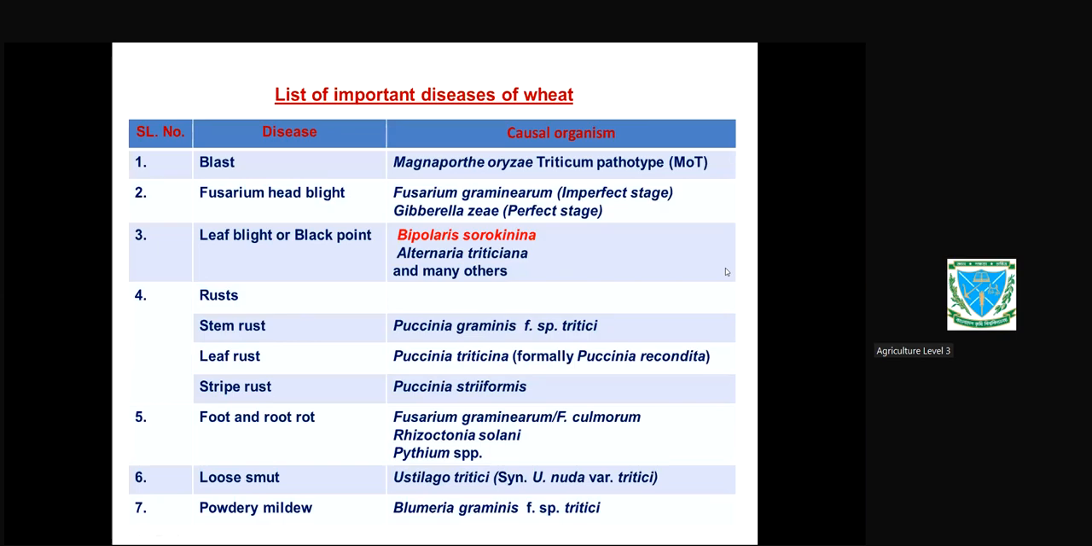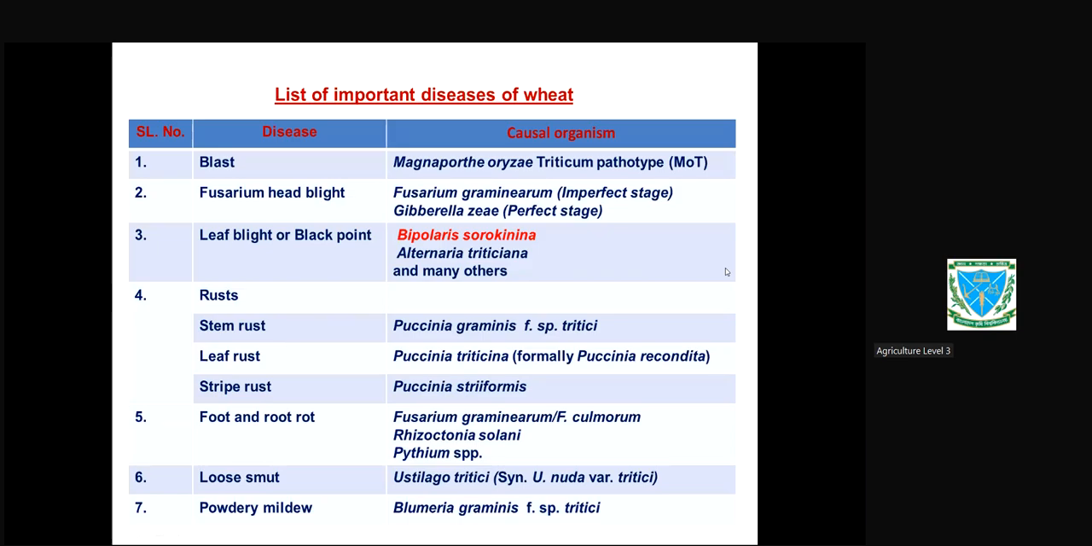The disease has two phases. One is leaf blight, and the other is caused by Bipolaris sorokiniana. In addition, some other pathogens may be involved. One is Alternaria triticina, and some others. But you can say only Bipolaris sorokiniana, that's enough. Leaf blight or black point in wheat is caused by Bipolaris sorokiniana.